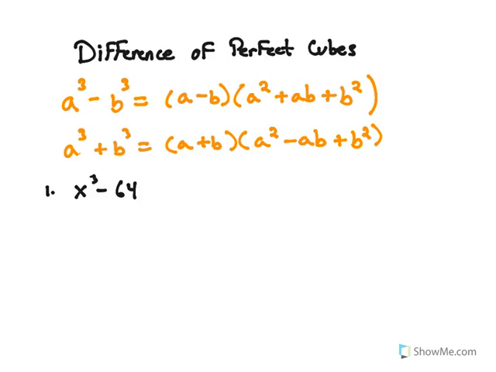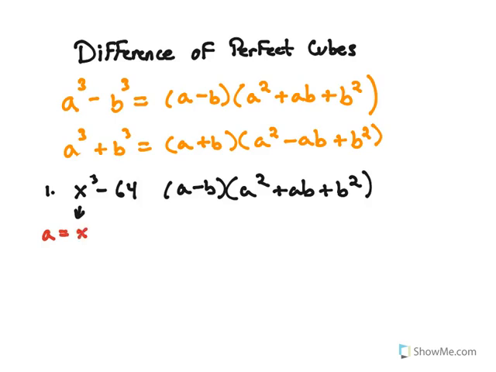For this particular example, we're doing x to the 3rd power minus 64. So what formula are we going to use? Well, we're going to use the one that is a minus b, a squared plus ab plus b squared. Now, before we use the formula, we need to identify this as being my a term. My a term is going to equal my x cubed.